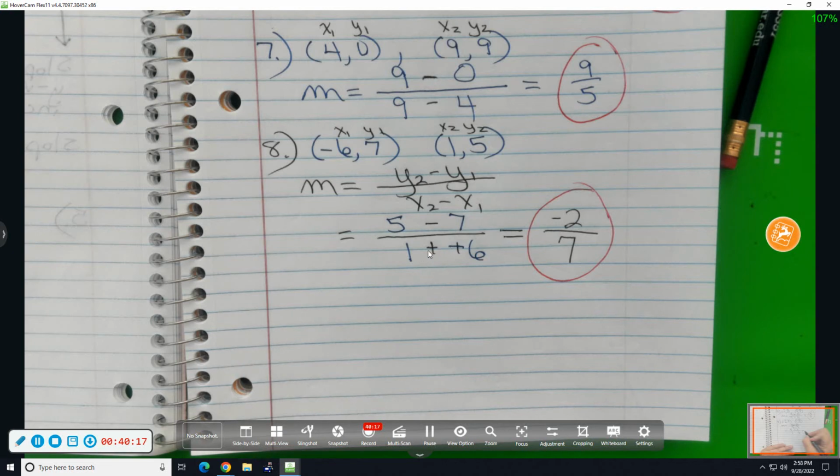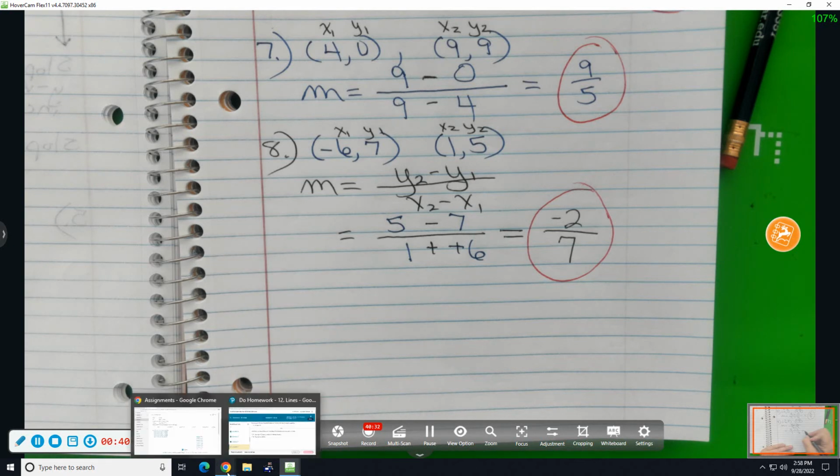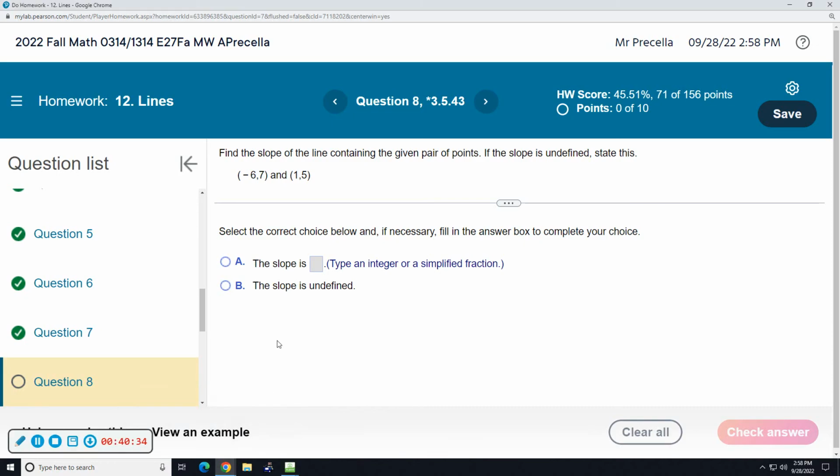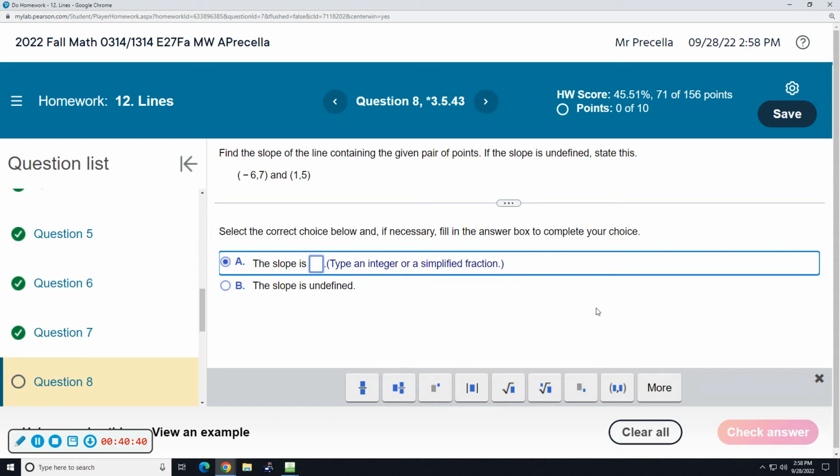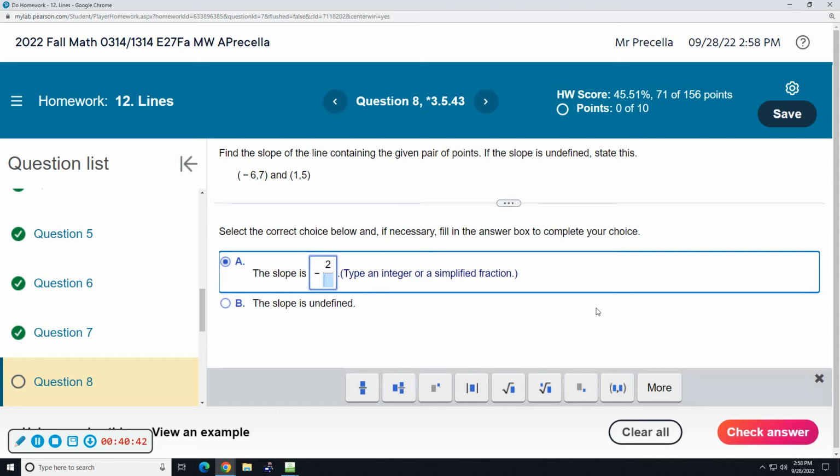Now, y'all see why it's a plus down here? The first minus was from the formula. The second minus was the negative 6. Minus minus becomes a plus. Any questions there? Negative 2 over 7.